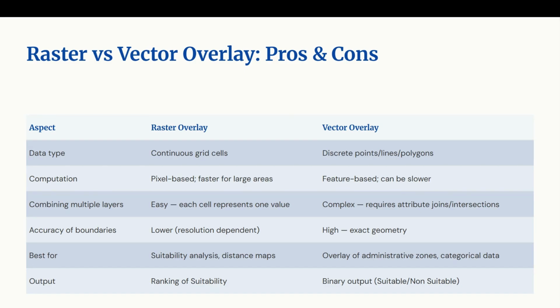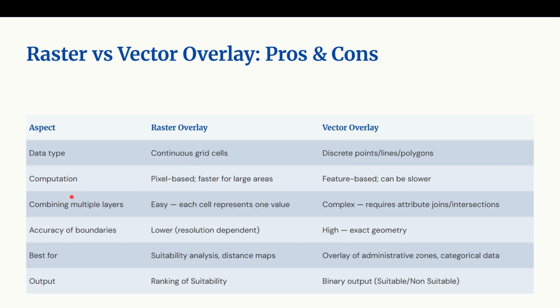Now, I think you have already covered the overlay analysis using vector data. But in this exercise, we are going to talk about overlay analysis using raster data. First, we have to understand the difference between raster and vector. I think you have already covered those sessions. Raster is nothing but information in pixel format, and vector information is in geometry format, either point, line, or polygon. As a data type, raster overlay has continuous grid cells, but vector overlay has discrete points, lines, and polygons.